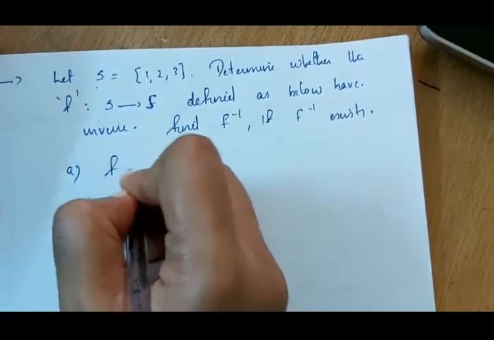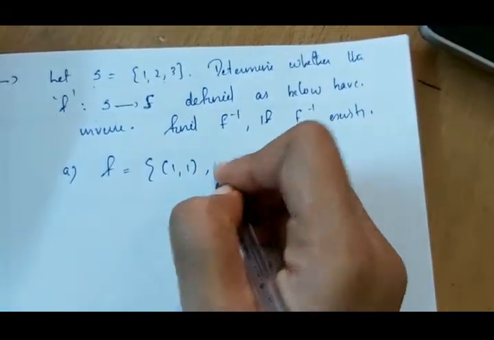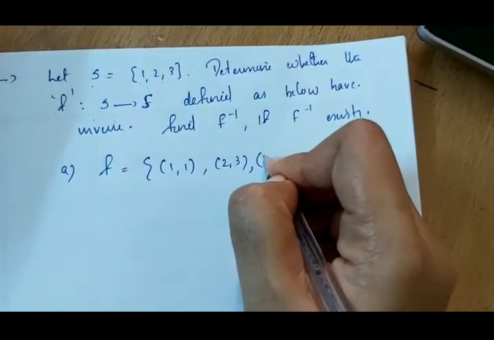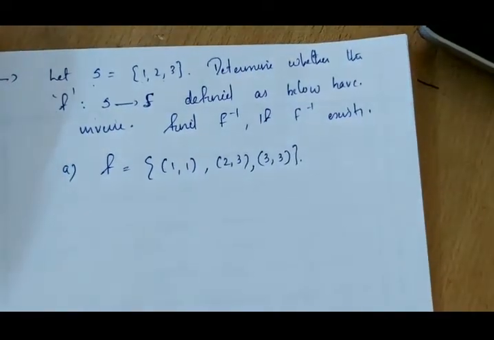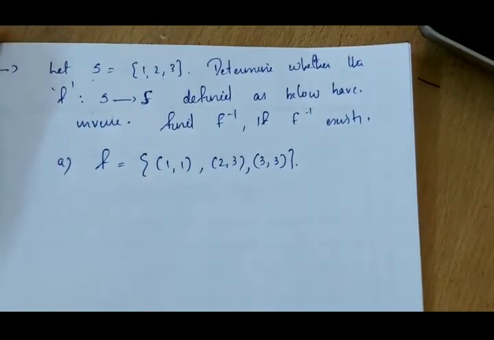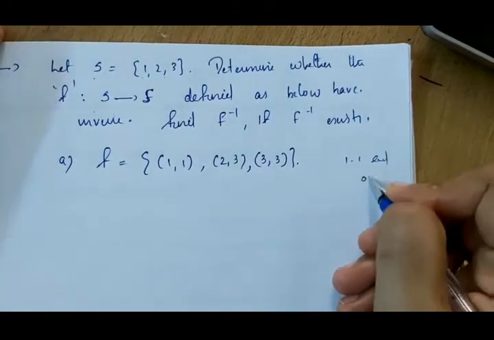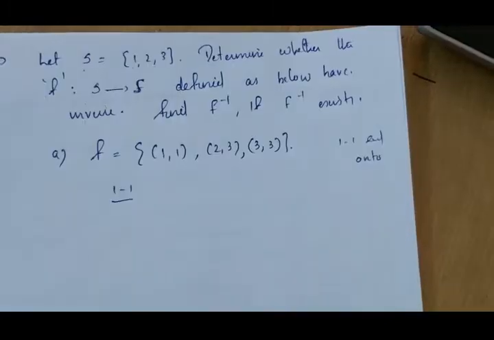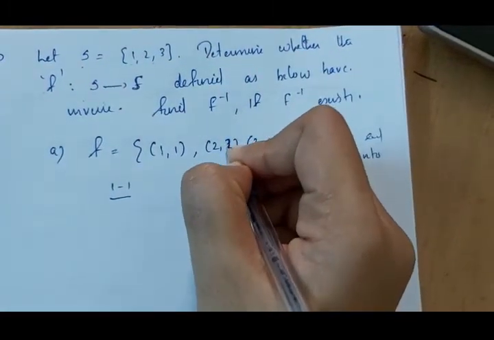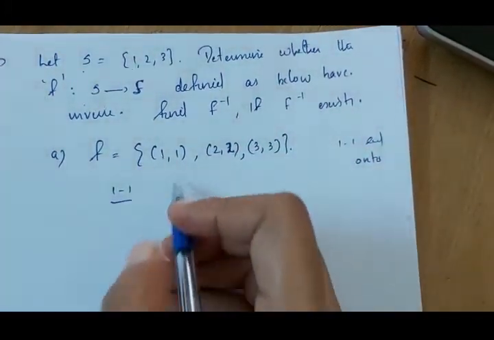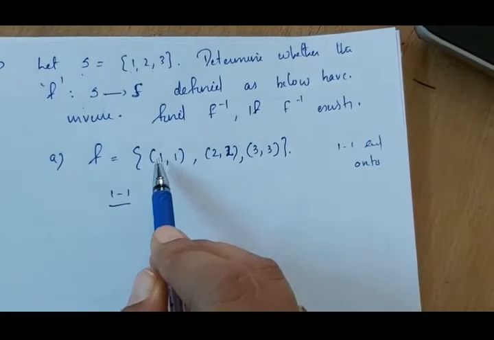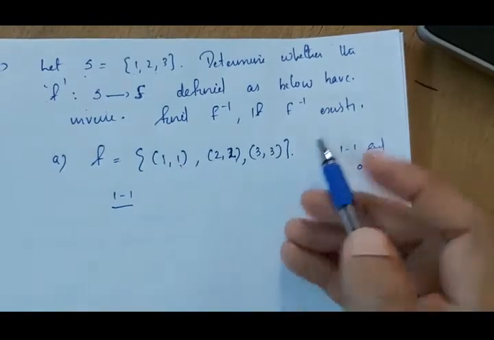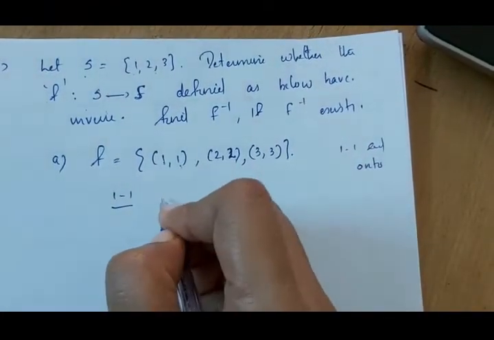First, f is equal to the set {(1, 1), (2, 2), (3, 3)}. What is the property of an invertible function? 1 to 1 and onto. Check whether it is 1 to 1 and onto. Let's take the property 1 to 1. This is 1 to 1 because for each x value there is a single y value. 1 maps to 1, 2 to 2, 3 to 3. So we can say that it follows the 1 to 1 property.